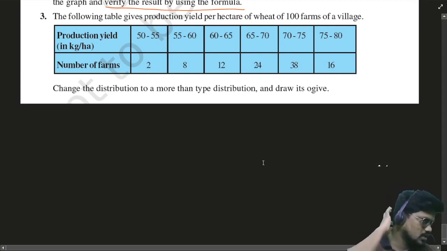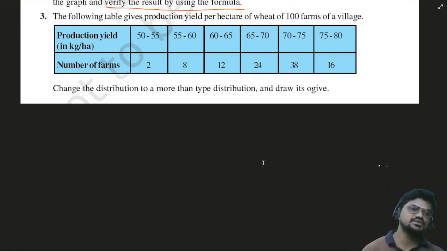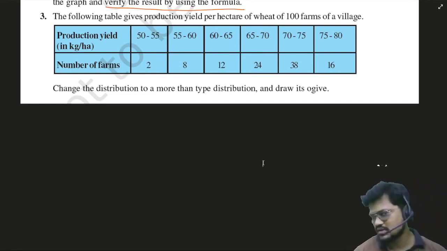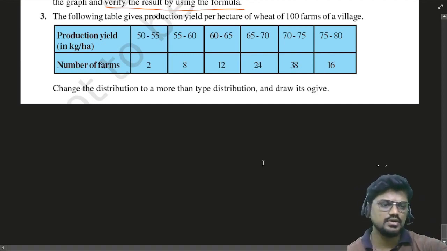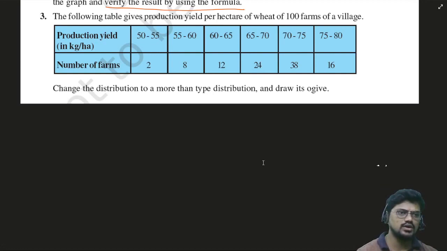So now we have almost covered the chapter measures of central tendency for ICSE 10th. There is only a small part balance: the lower quartile and upper quartile, and finding the mode using a histogram. Only these two parts are balance, so we'll be taking questions based on that.